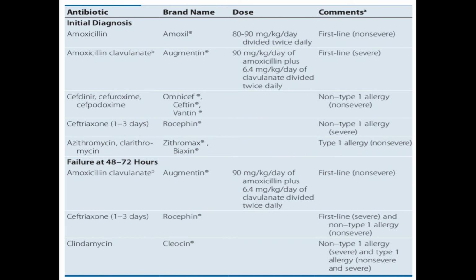Here, for first line non-severe cases, we can treat with amoxicillin clavulanate 90 mg per kg per day of amoxicillin plus 6.4 mg per kg per day of clavulanate divided twice daily. And for first line severe cases, as well as for non-severe type 1 allergy, we can treat with ceftriaxone for 1 to 3 days.